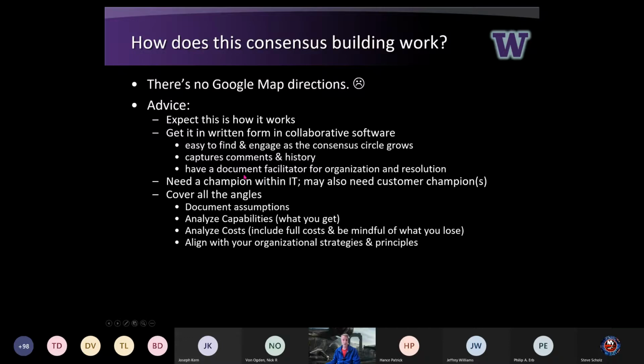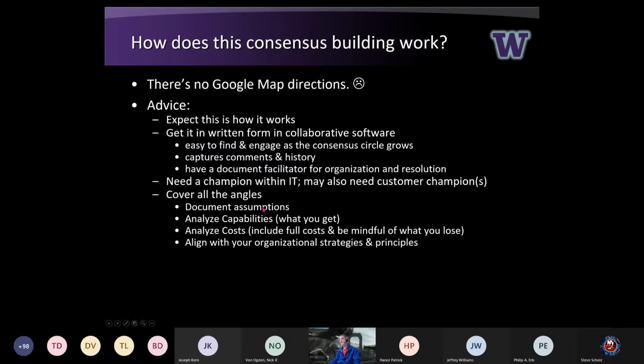I'd recommend you have someone who's a document facilitator, who resolves comments and is authoritative for the structure of the document, and that kind of stuff. You're going to need somebody in IT who's a champion for whatever it is that you're trying to reach consensus on. And depending on how problematic that topic is within your IT organization, you may also need customer champions in order to push it forward. Our central AD didn't happen without customer champions. There are a lot of examples of things here at the UW which required customer champions, and that sometimes is an important ingredient in the recipe to building a consensus.